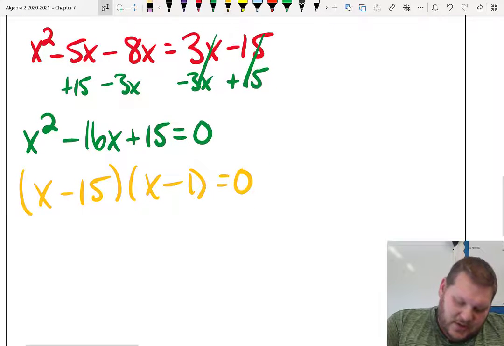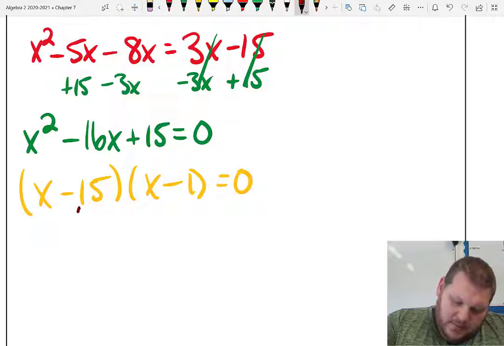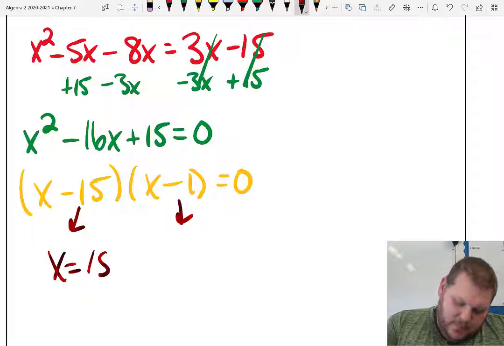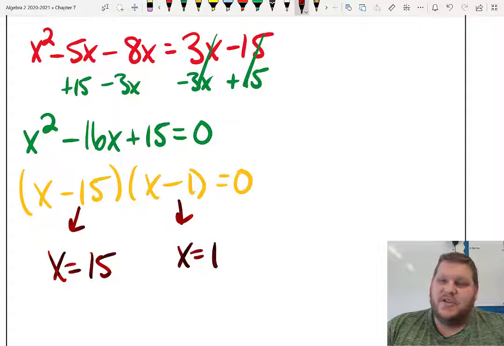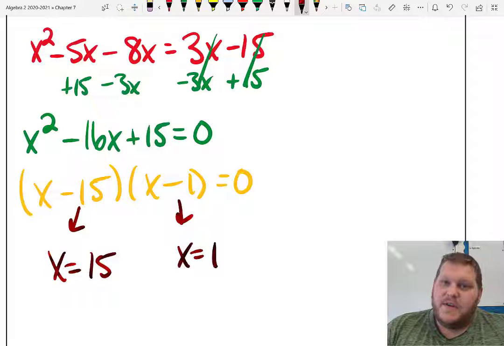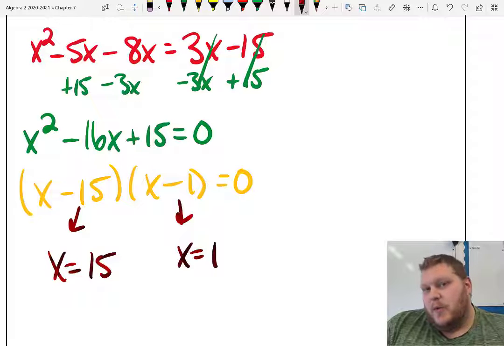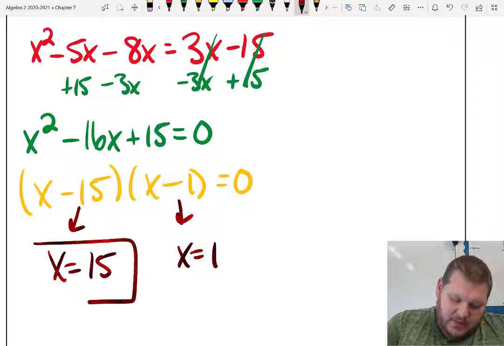So if I set each of these factors equal to 0, we get positive 15 and positive 1. I don't know why I can't write today, there we go. Right, because all I'm doing is setting each of those equal to 0 and then solving. So x minus 15 equals 0, I add 15. x minus 1 equals 0, I add 1. So those are my two solutions.